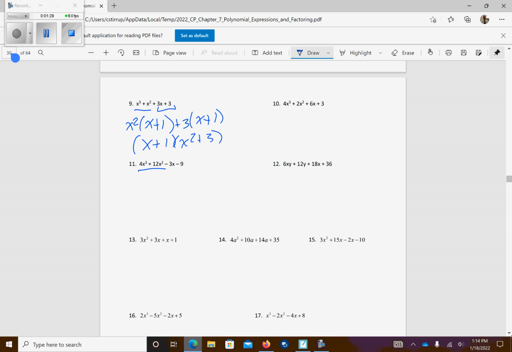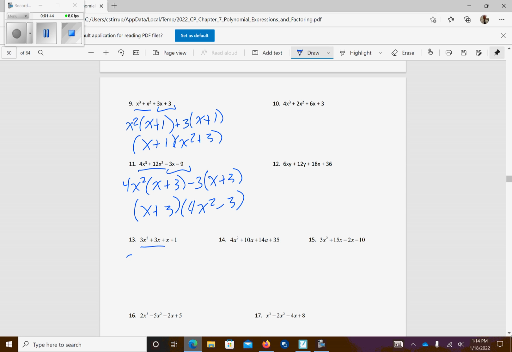Again, on this one, I can factor a 4x squared out of both, and that leaves me x plus 3. The second one, I'm going to factor a negative 3 out. If I factor that out, I get x plus 3. And I have x plus 3 and 4x squared minus 3.